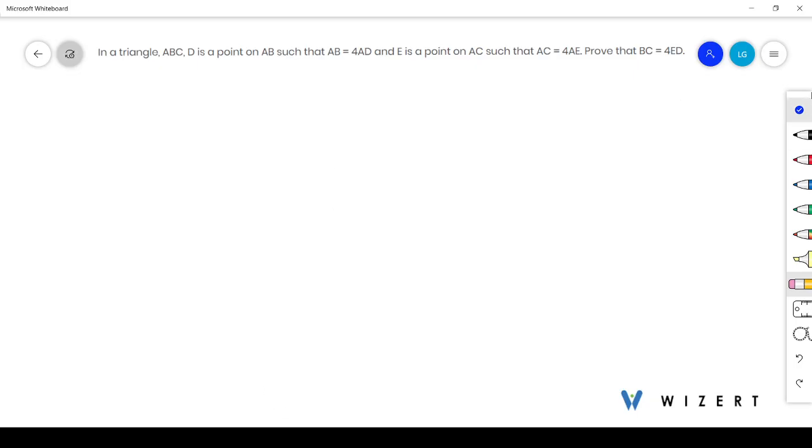Our question is, in a triangle ABC, D is a point on AB such that AB equals 4AD and E is a point on AC such that AC equals 4AE. Prove that BC equals 4ED.